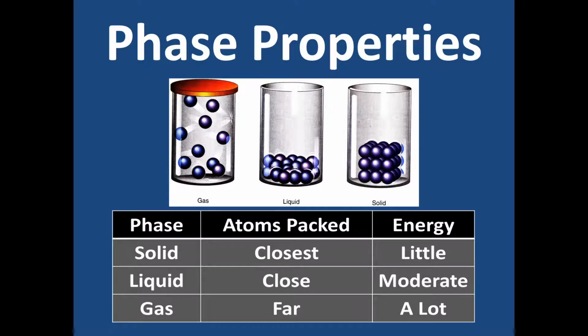So in a solid phase, the atoms are packed closest together. There's very little energy. In a liquid, there's moderate energy, and the atoms are still very close together. But in a gas, they're considered far apart.